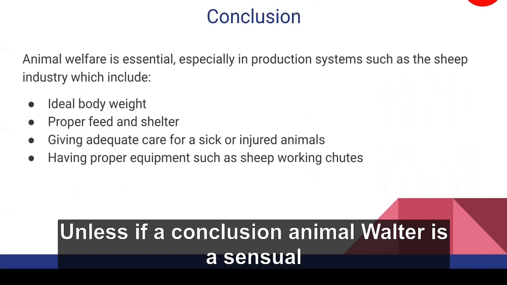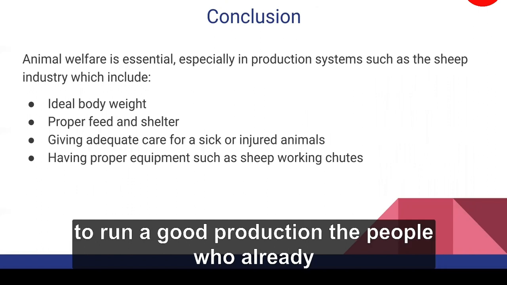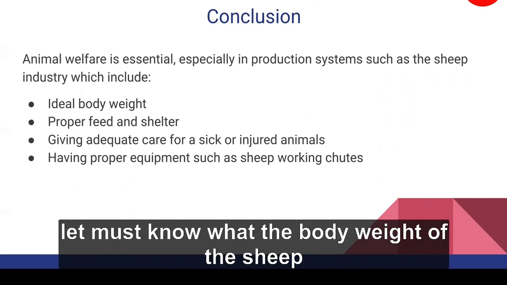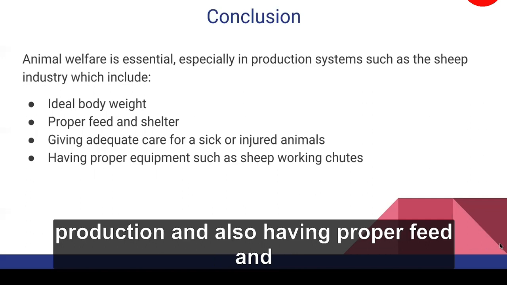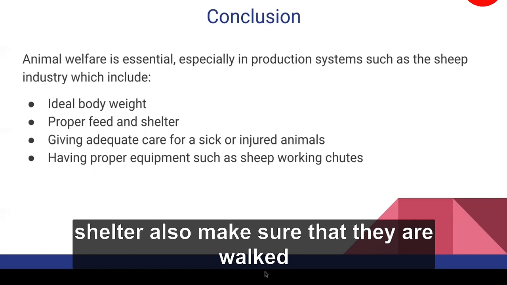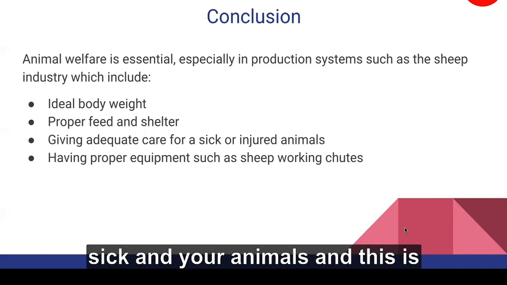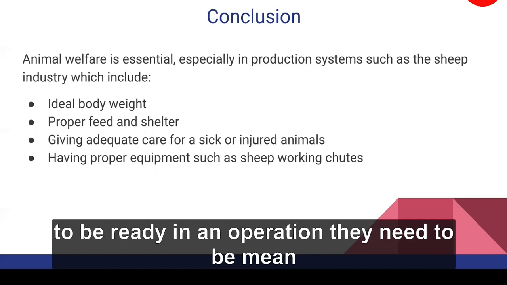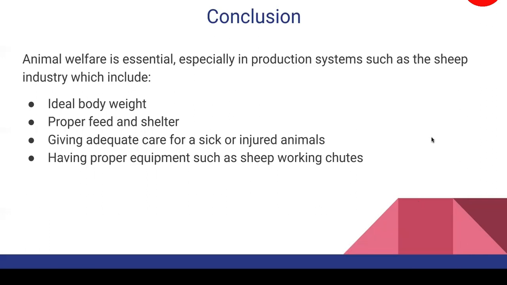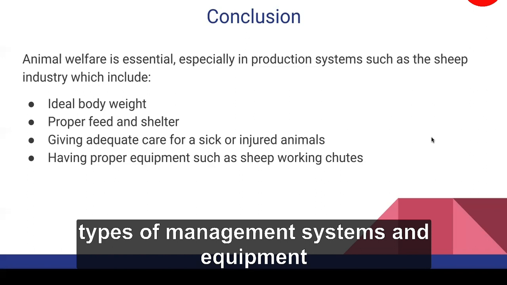And lastly, for a conclusion, animal welfare is essential, especially for the ideal body weight. In order to run a good production, the people who are running it must know what the body weight of a sheep must consist of in order to run a big production. And also having proper feed and shelter makes sure that they are well taken care of, and then give adequate care for sick, injured animals. And this is to make sure that, in order for livestock to be running in an operation, they need to be maintained from injury or sickness or anything. And this is really essential, especially in these types of management systems.